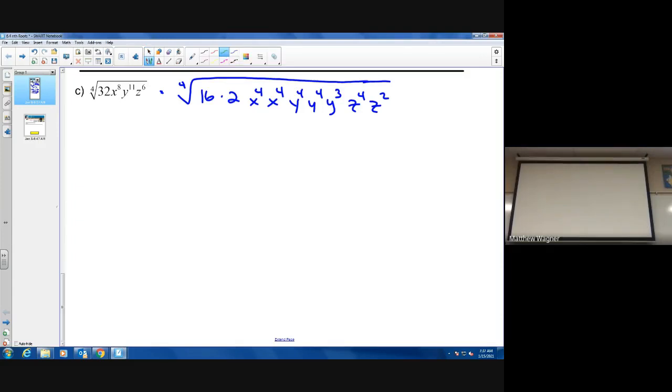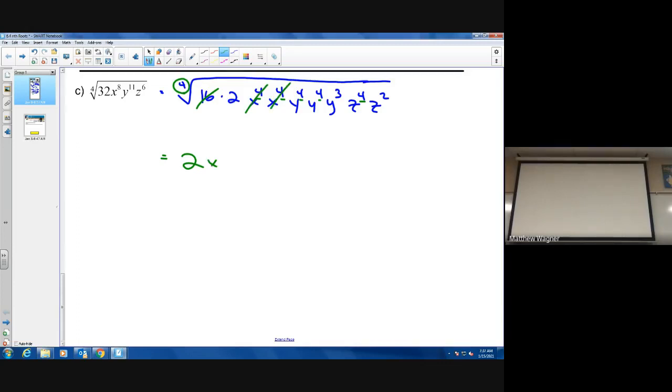Again, this is just another way to do things and show you how to arrive at an answer. You don't need to expand it this way, but if your index is 4, like I said, sometimes it's helpful to break things up into groups of 4. All right, so the 4th root of 16 is 2, so I'm going to take a 2 out front.